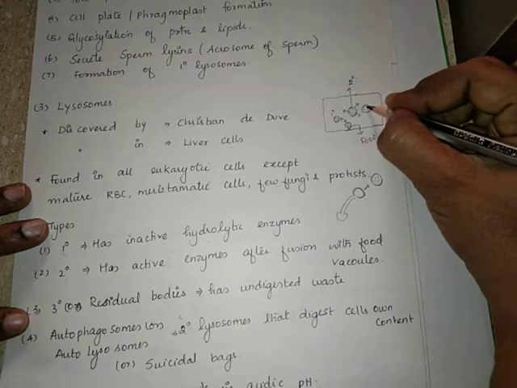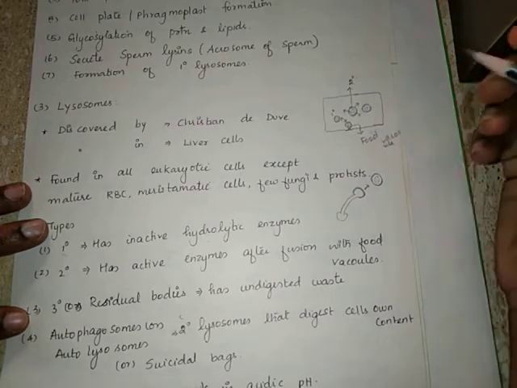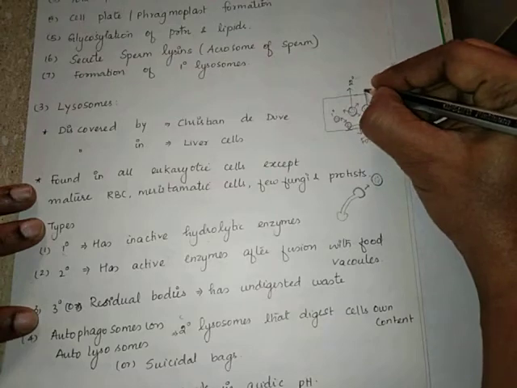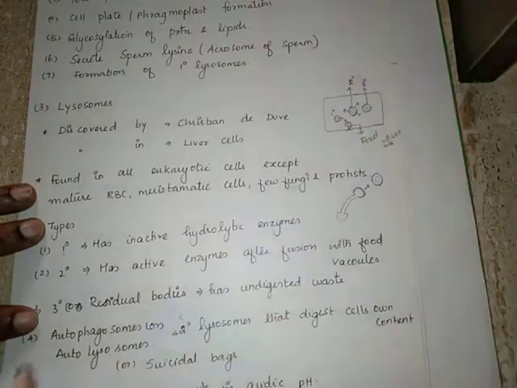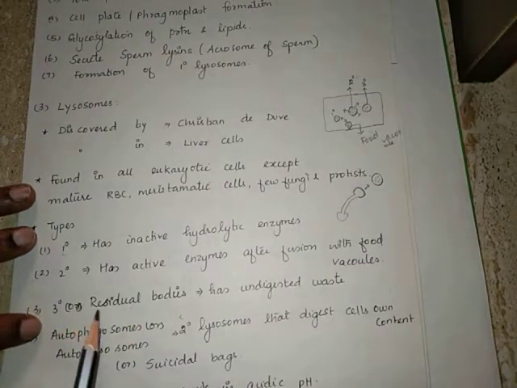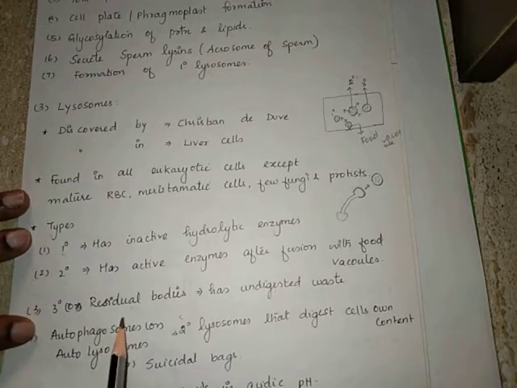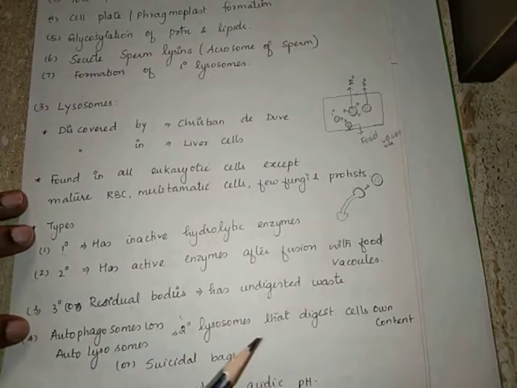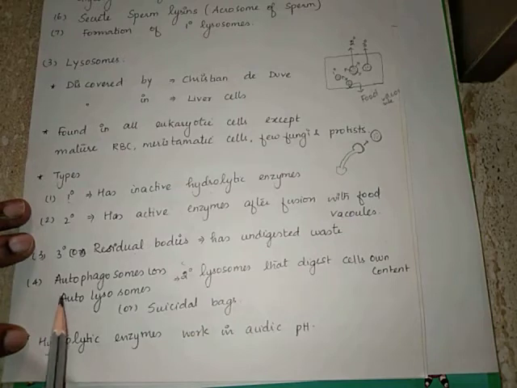What is remaining back will be only the waste, undigested substances. This will be called as the tertiary lysosomes or residual bodies. Residual bodies because they have only the residues, that is the undigested waste. The fourth type is autophagosome or autolysosome.